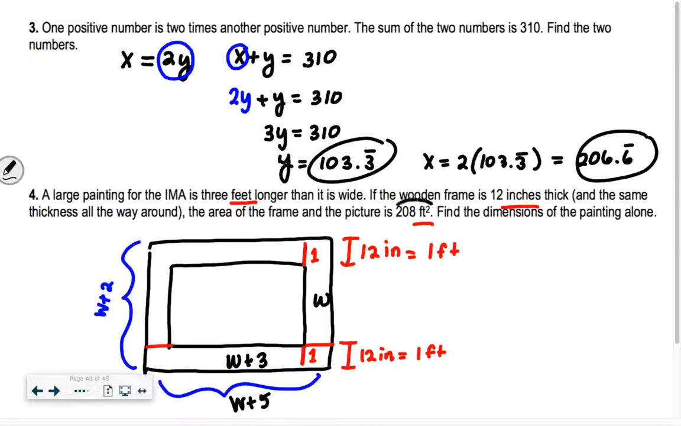And then we talk about the area being 208 square feet. Well, how do we represent the area of the whole thing? The frame and the picture together would be our width times our length, W plus 2 times W plus 5, has to equal a total of 208. Where did the 2 come from? W plus 2. Because we had W before, so this distance was W, and we added 1 here and we added 1 here. Does that make sense?